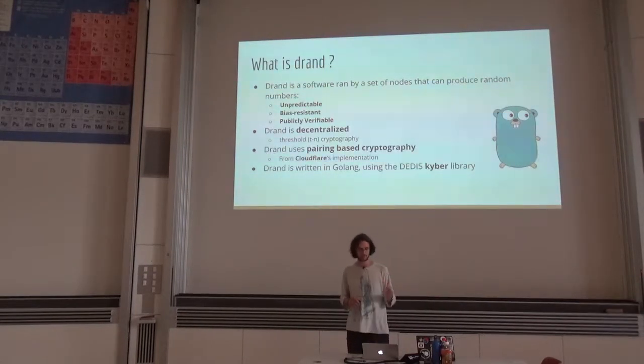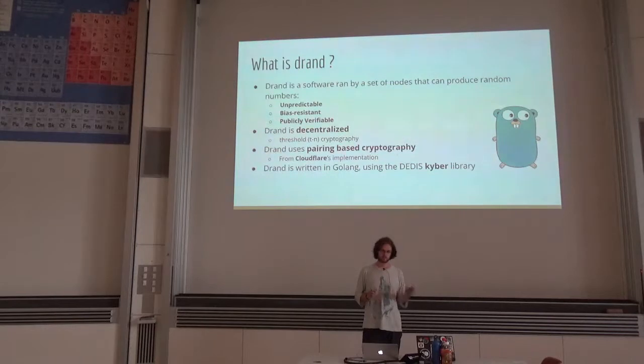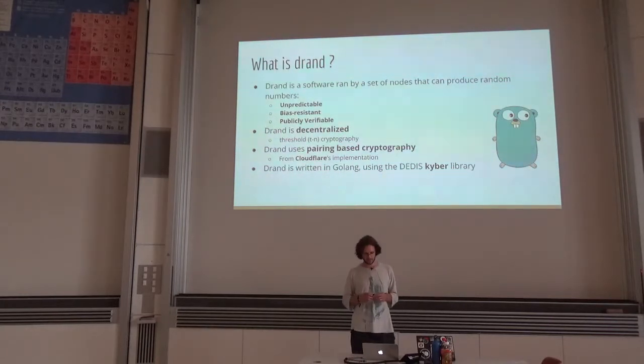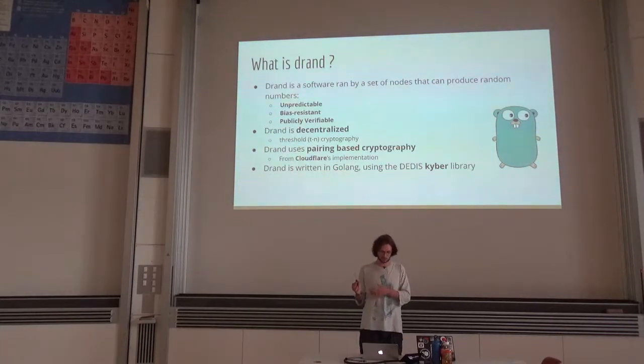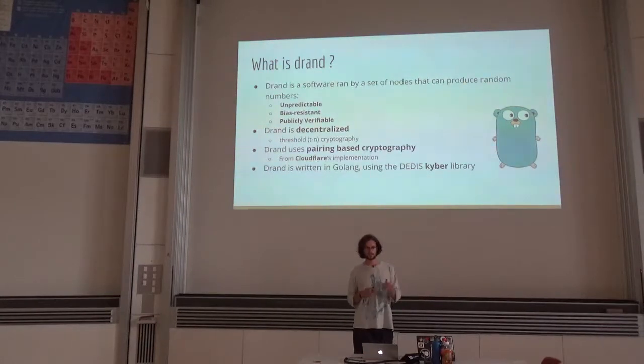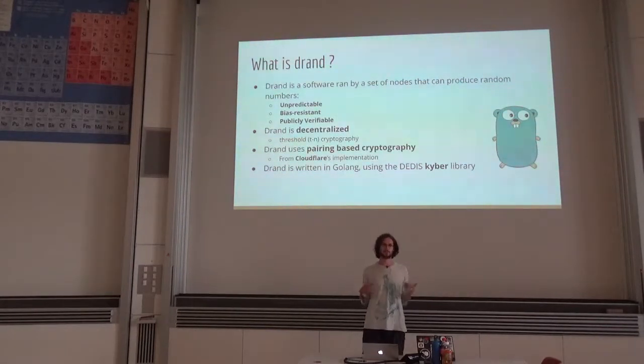So here I present you DRN, which is a software written in Go, developed here at DEDIS, which delivers numbers which are unpredictable, bias resistant, publicly verifiable, etc. DRN is completely decentralized. It's not run by one party, but by a set of nodes that collectively work together to produce this randomness. It uses pairing-based cryptography.